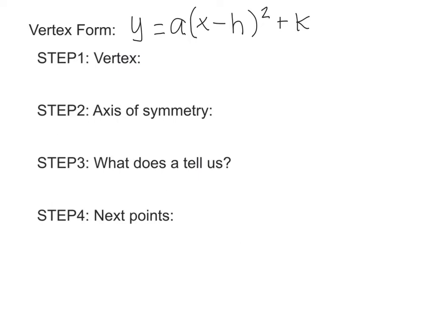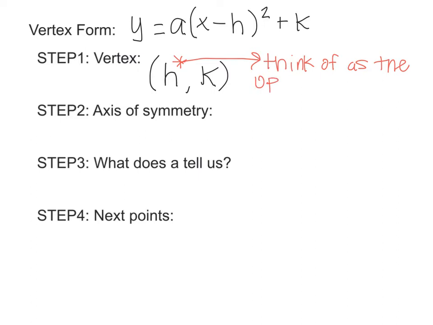So let's start. First thing we want to do is be able to identify our vertex. Our vertex is the ordered pair h, comma, k, because remember, a point on the graph is always an ordered pair. There's a couple of things I want you to be aware of. I'm going to put a little asterisk here. Oftentimes, it is easier for us to think of this as the opposite. Remember, opposite means negative, or the sign has changed. The opposite of h.